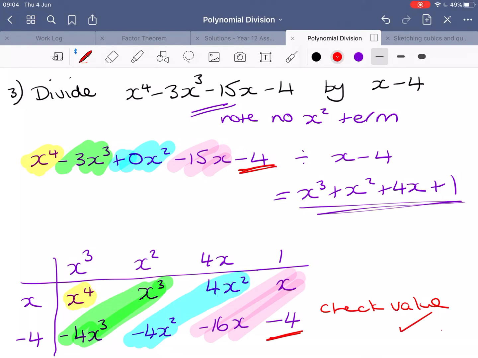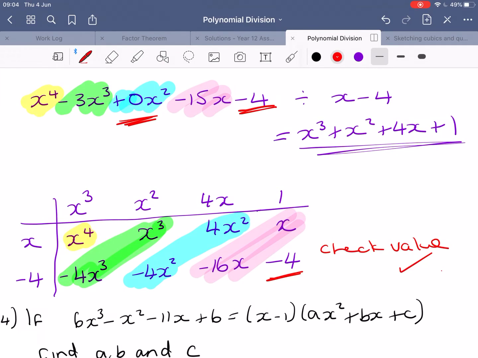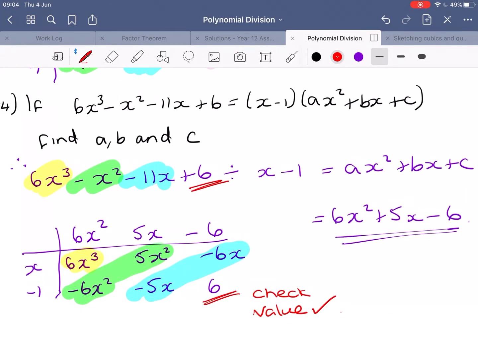Okay, now with this one, please make sure you write it out again with the 0x squareds. If you don't, it doesn't line up. You don't get the diagonals and everything lines up nicely. You've got to write each of the individual terms. Because then when you do this, you end up with x cubed plus x squared plus 4x plus 1. And the final one, okay, fairly straightforward one, and you should have ended up with 6x squared plus 5x minus 6.